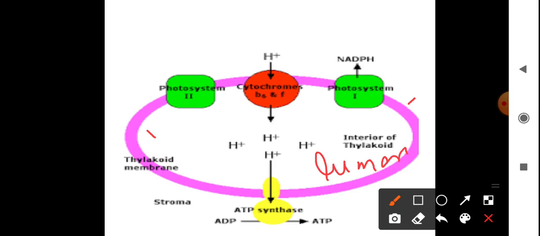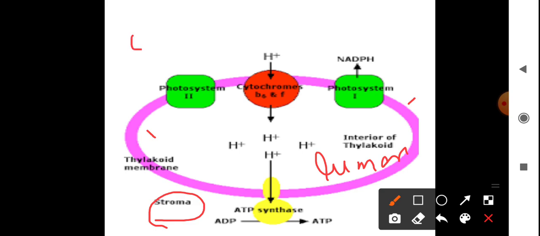The area outside the thylakoid membrane is known as the stroma. And in between these two thylakoid membranes, photosystem 2 and photosystem 1 lie. And now we will take a look at how the synthesis of ATP and NADPH takes place.